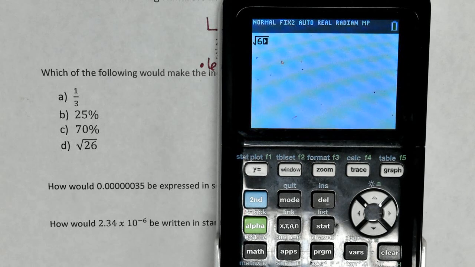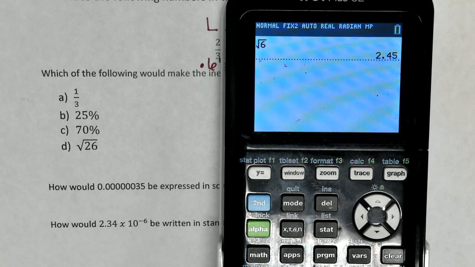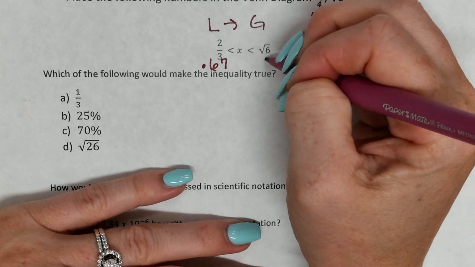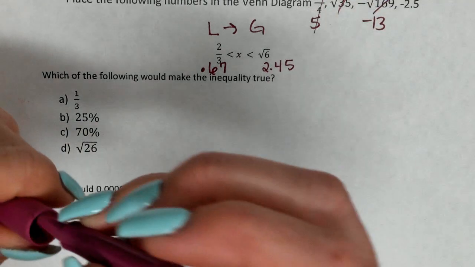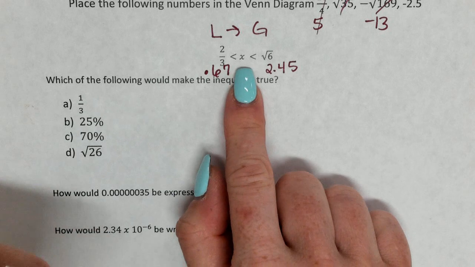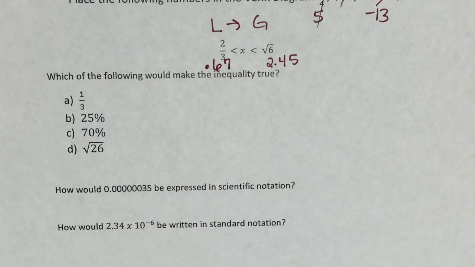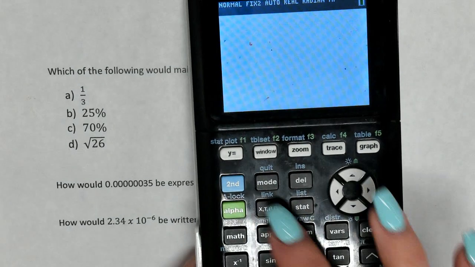Everybody should be entering in their calculator. How much money is the square root of 6? $2.45. So what we're looking for is a number that fits in the middle of 67 cents and $2.45. So we've got to change all the answer choices to decimals. So here we go. Change A, 1/3.